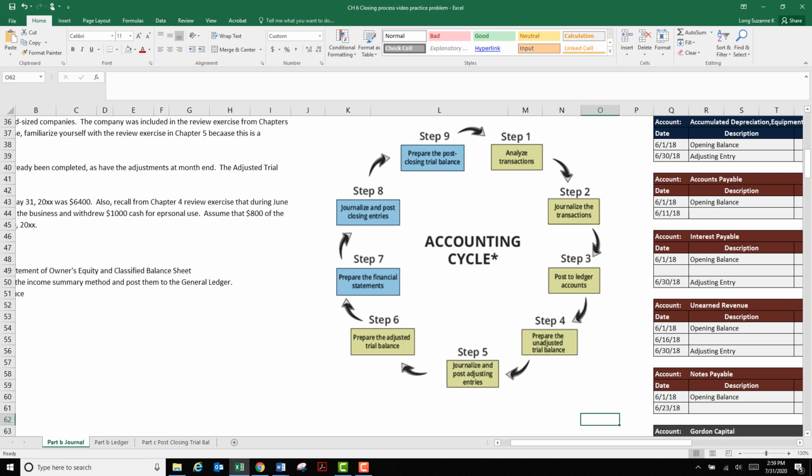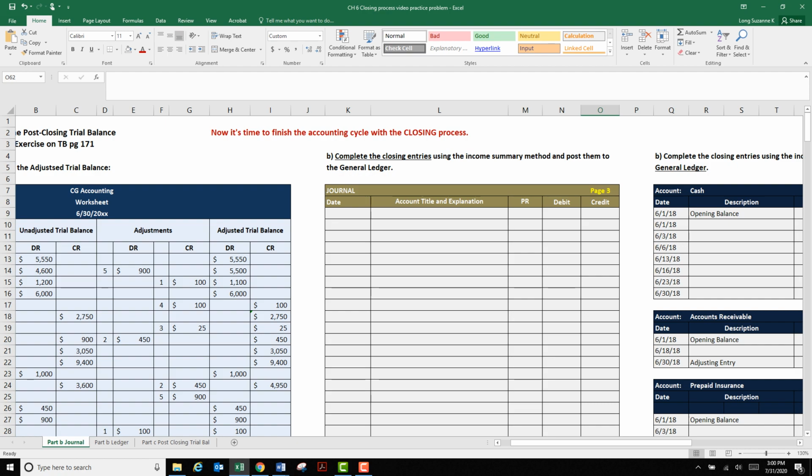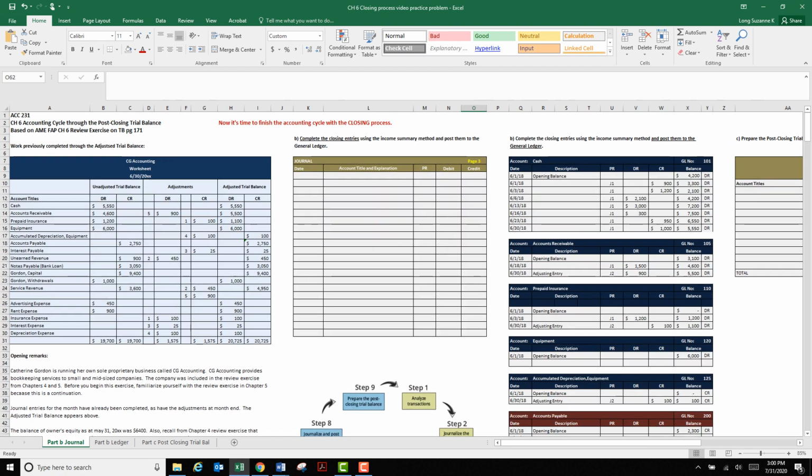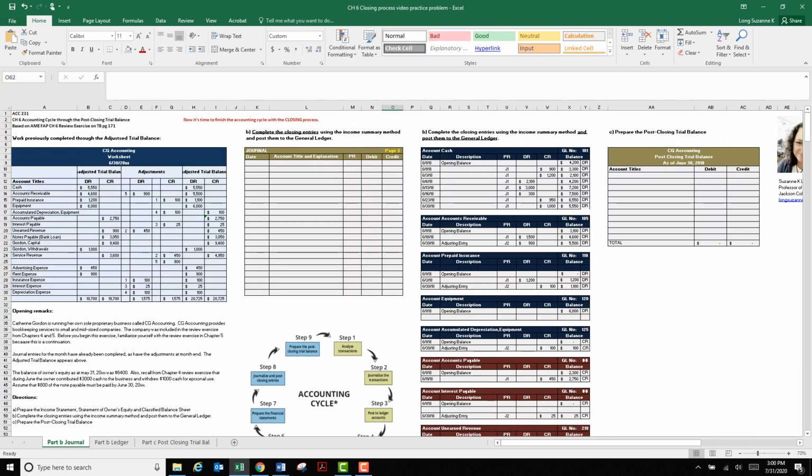So I'm going to keep going with our process of journalize, post, and trial balance. This is the third time through. Here we've got journalize, post, unadjusted trial balance; journalize, post, adjusted trial balance; and now we've got journalize, post, and post-closing trial balance. So let me make this really small so you can see everything that we're going to be doing. This is where we've been.